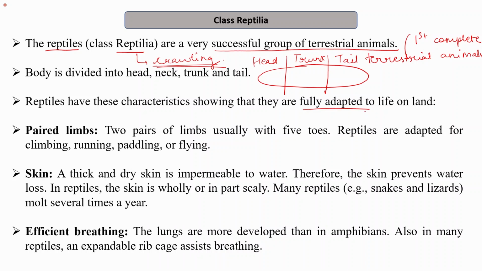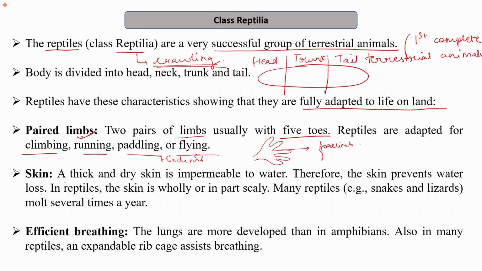Reptiles have these characteristics showing that they are fully adapted to life on land. So what are these characteristics? Firstly, they have paired limbs, unlike the class Pisces. So two pairs of limbs, usually with 5 toes. Reptiles are adapted for climbing, running, paddling, and flying. The limb near the anterior of the body is known as the forelimb, and the one present at the posterior is known as the hind limb.